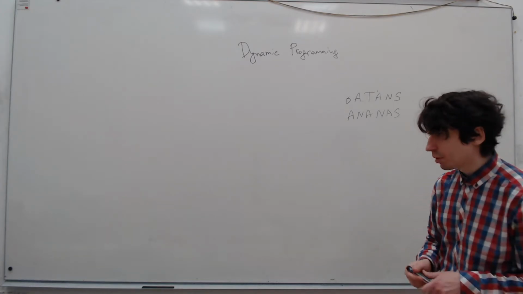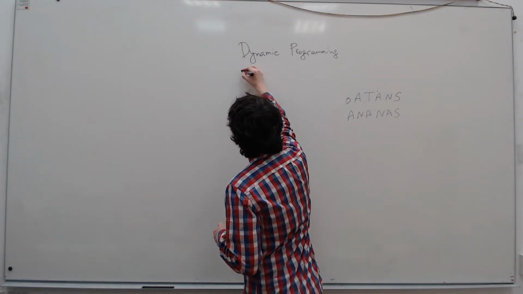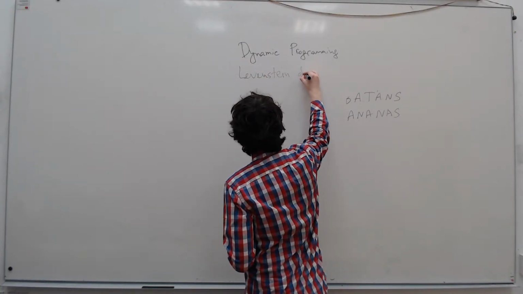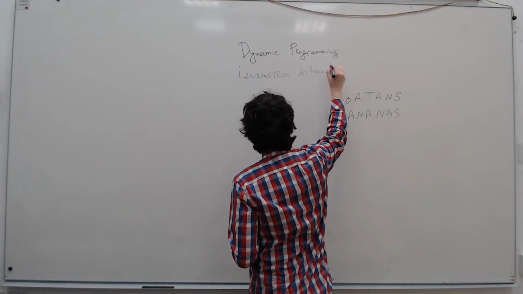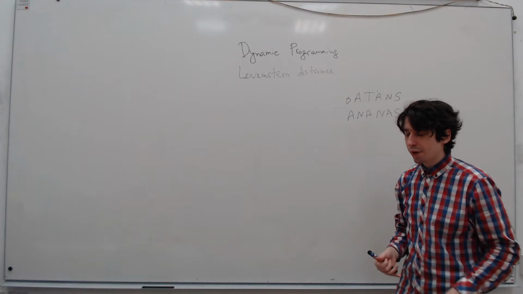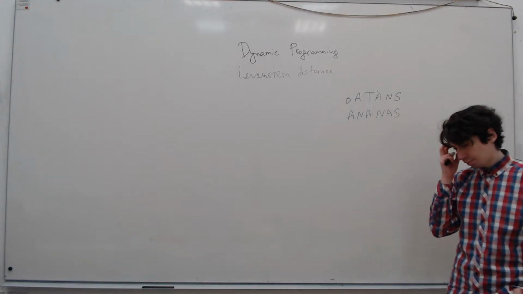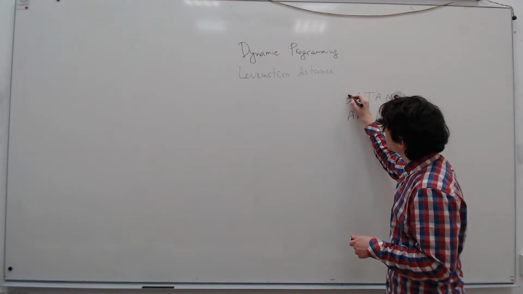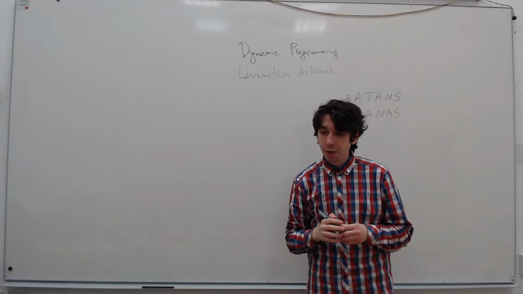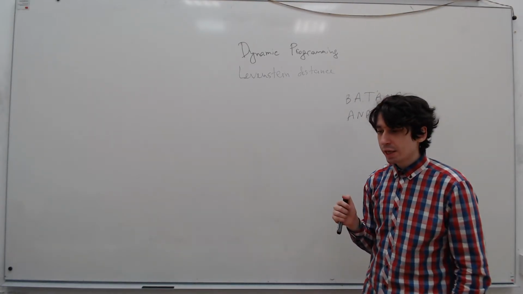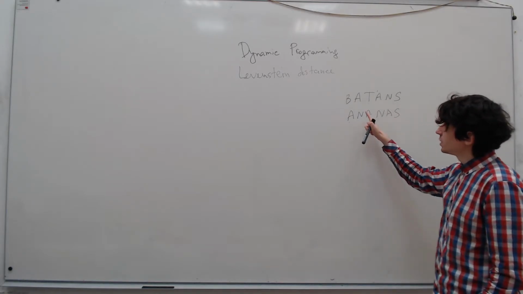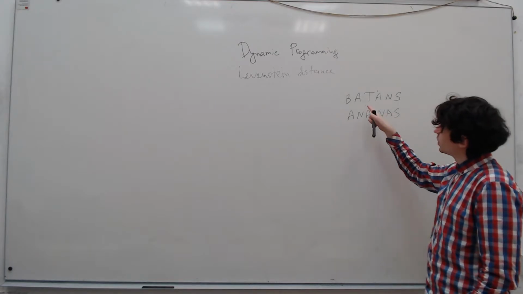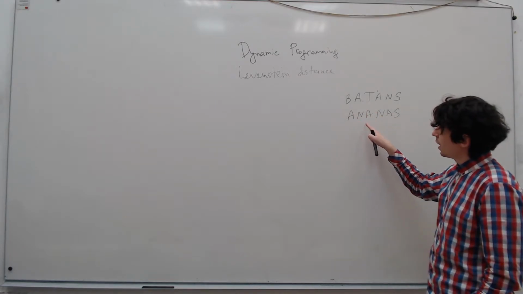Now we will come to another problem, which is Levenshtein distance. So what is Levenshtein distance? We have two strings again, and we can do the following. We can insert a character at any position, like in the first string or in the second string.